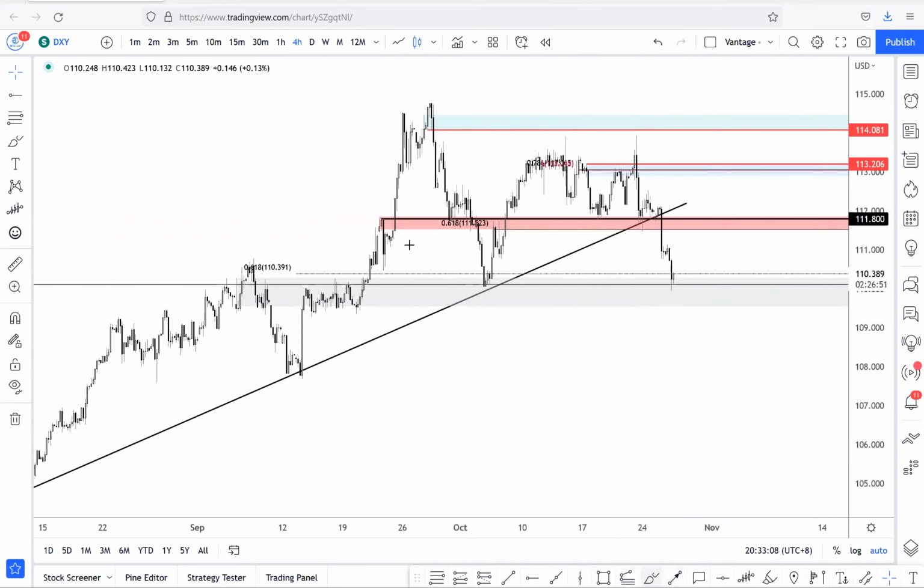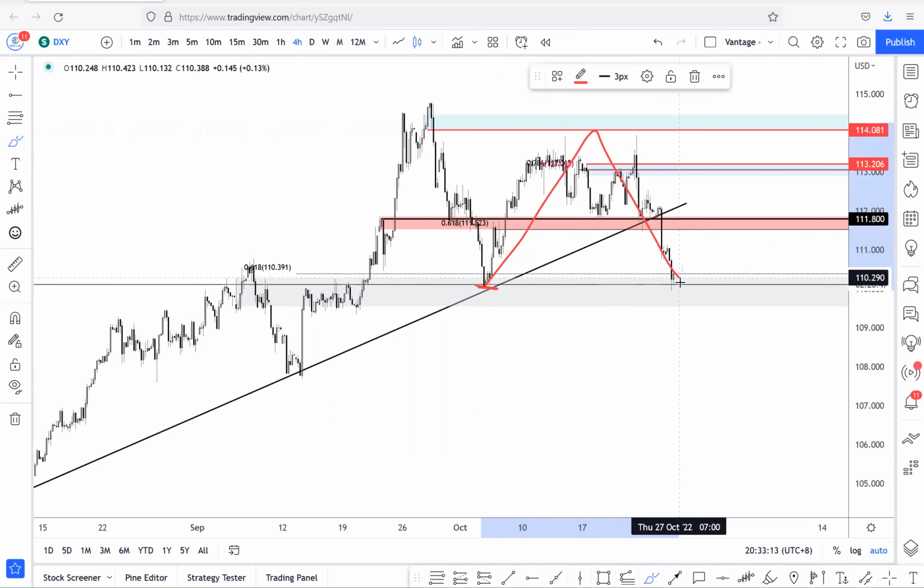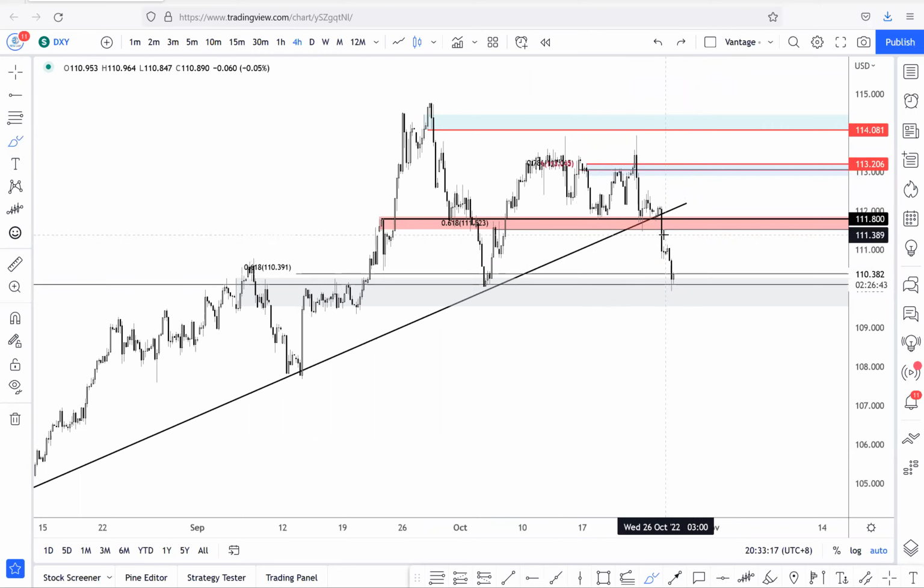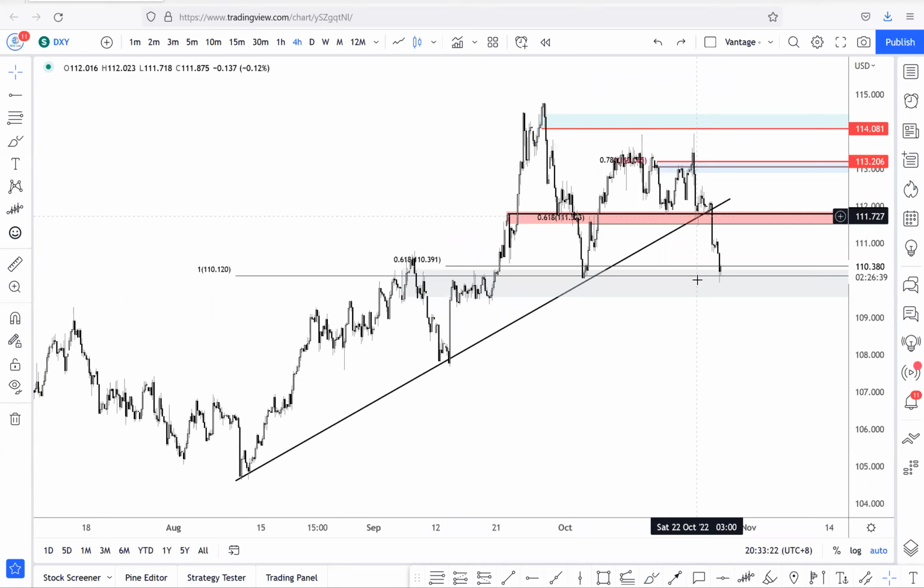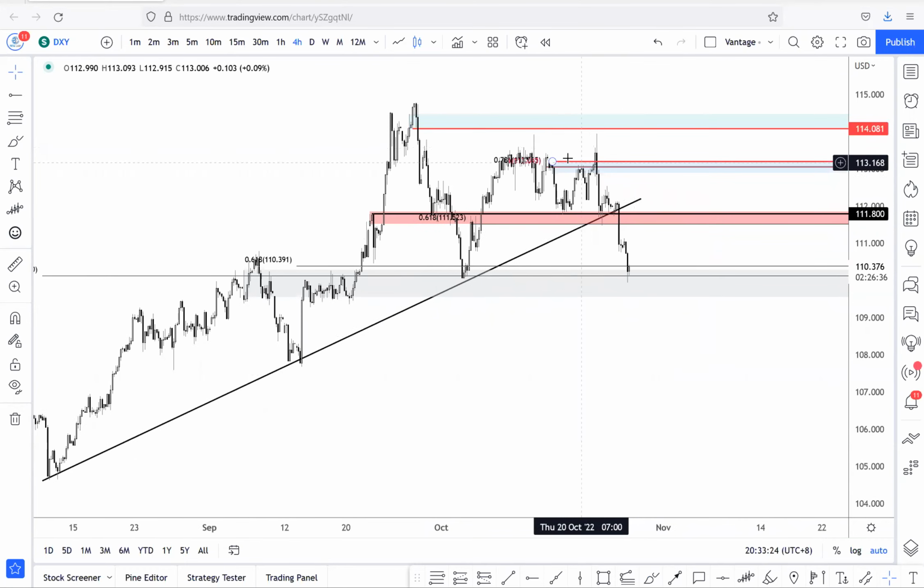And currently, in terms of the structure, you can see that this is the last low that we have, and prices are testing this region again. So this is the first resistance area to keep in mind. You can see this region over here. Okay, so the same thing, right?